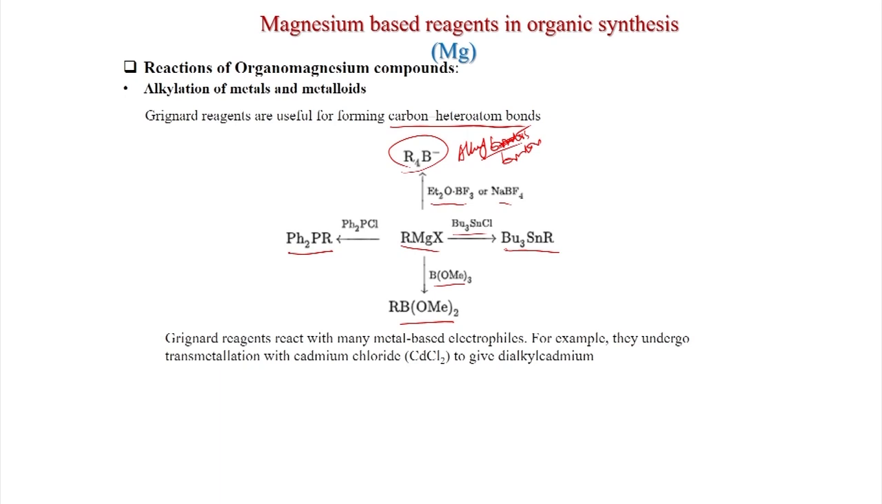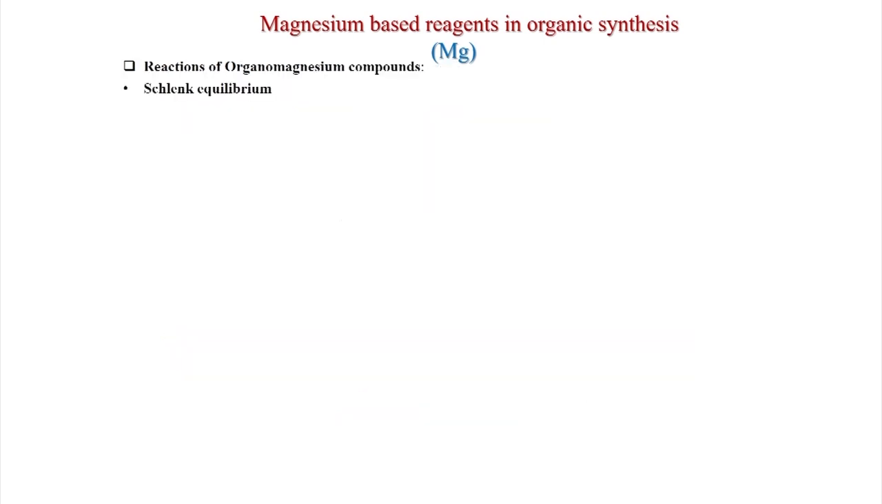And Grignard reagents react with many metal-based electrophiles. For example, they undergo transmetallation with cadmium chloride to give dialkyl cadmium. So, other metal-based electrophiles also can be reacted. Like here 2 RMgX with cadmium chloride you get R2Cd plus 2 MgXCl. So, this is very important, this RMgX is going here with the cadmium to generate the dialkyl cadmium. Now we will discuss the Schlenk equilibrium.